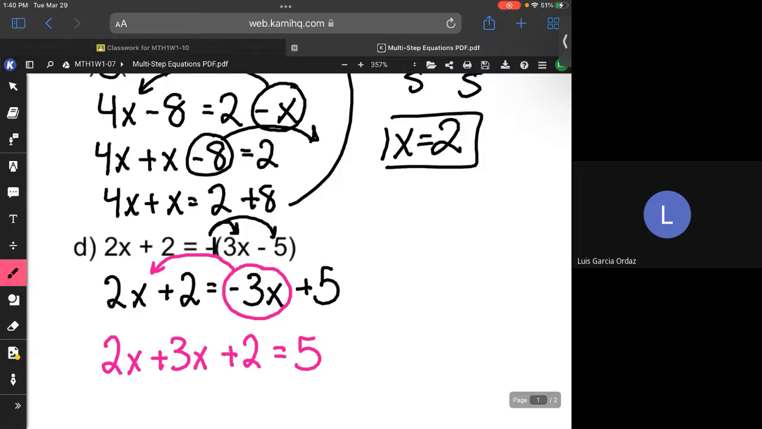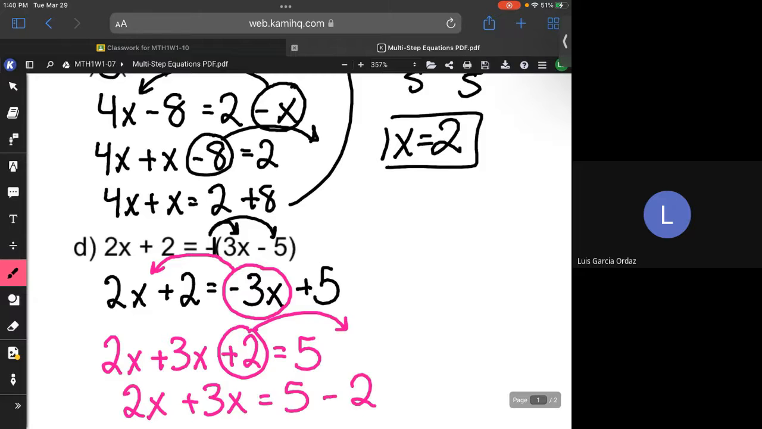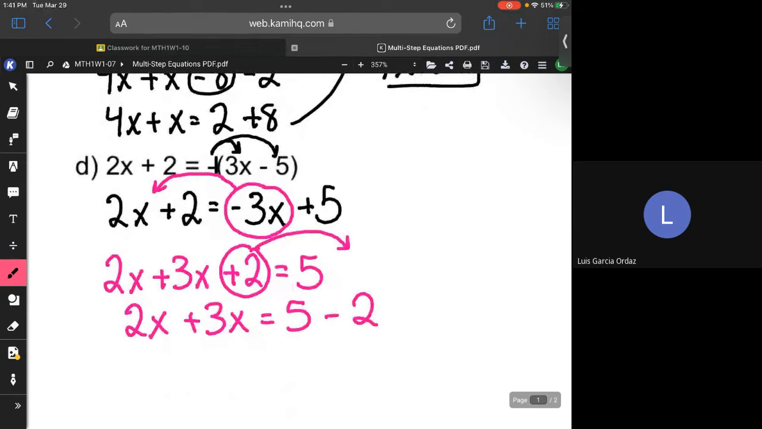So what's my second last step? Austin. Move the 2 over. So it becomes what? Negative. Yep. So I got 2x plus 3x is equal to 5 minus 2. What do I get on my left side? 2x plus 3x. Kareem? Nope. 2x plus 3x.